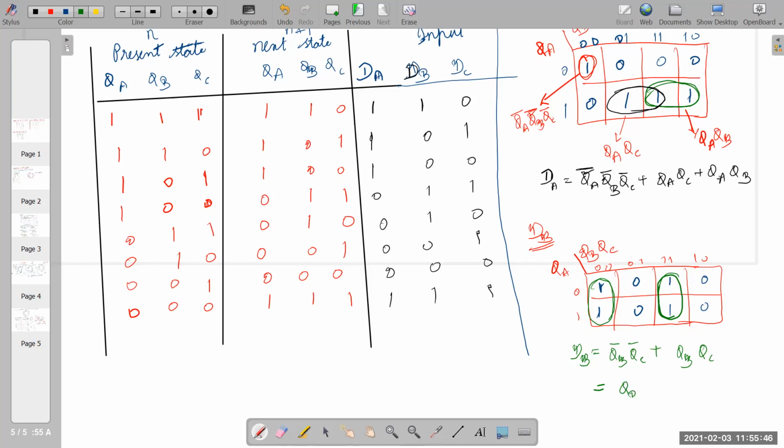So QB XNOR QC. The XNOR symbol is an X with a dot and circle, so I can write it separately. This indicates XNOR gate. Okay. Now go for DC.